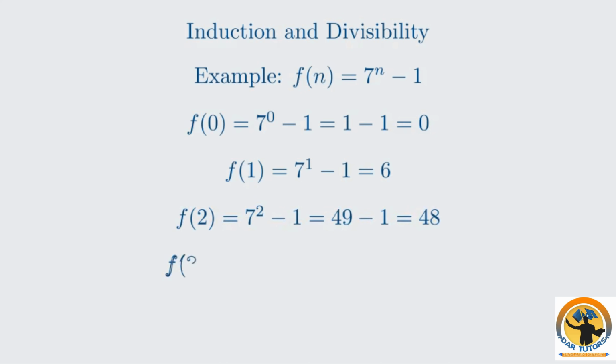For n equals 3, f of 3 is 7 cubed minus 1, which is 343 minus 1, or 342. 342 is also divisible by 6. It appears that f of n is divisible by 6 for all non-negative integers n. We can prove this using mathematical induction. The process is very similar to what we did with derivatives, but the algebra will involve manipulating expressions to show divisibility.